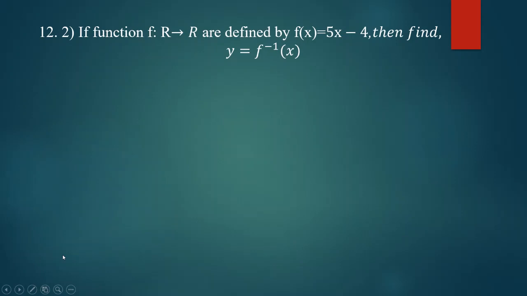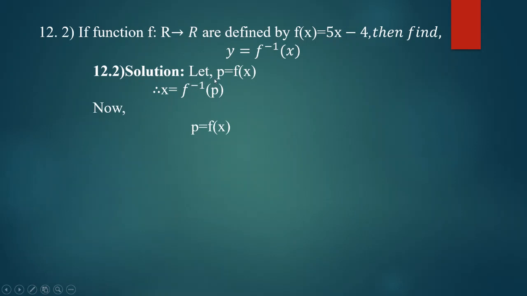Now, 12.2. If function f from real numbers to real numbers is defined by f of x, then find the inverse of the function. Here we have to find the inverse of the function. Solution: let y equal to f of x, but here we take p because y is already given. We let p equal to f of x, so f inverse p equal to x, so x equal to f inverse p.